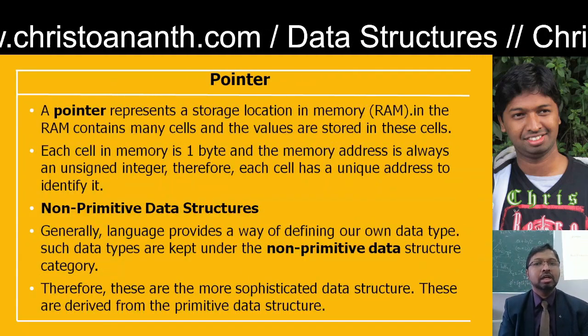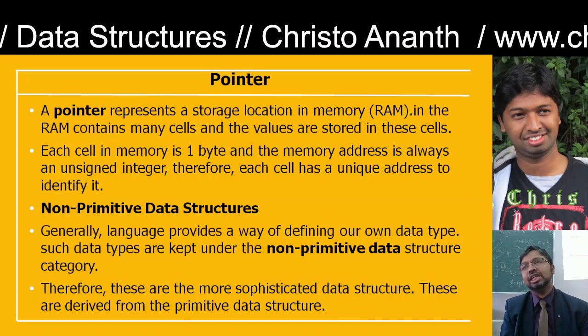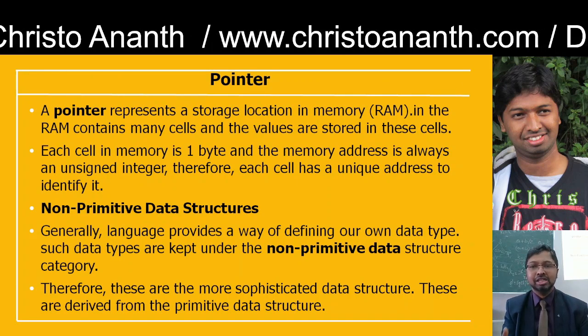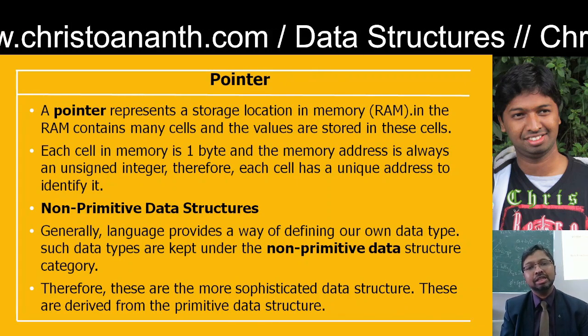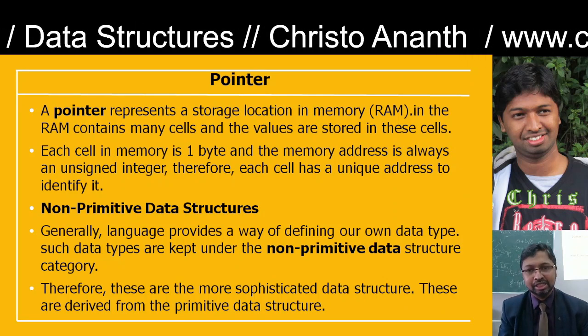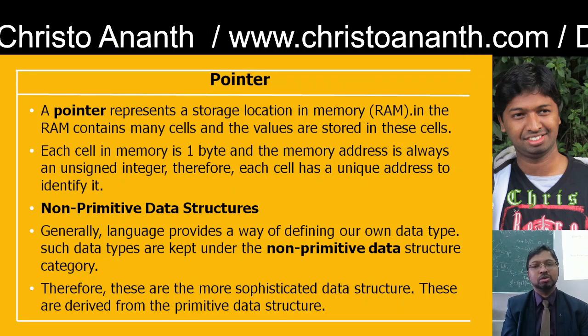Then you have pointer. It is the storage location in the memory, the random access memory. In random access memory we have cells, and values are stored in the cells. Every cell in the memory is 1 byte and the memory address is always an unsigned integer, which means every cell has a unique address pointing to it.